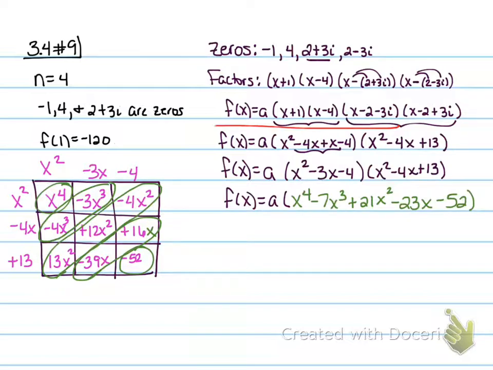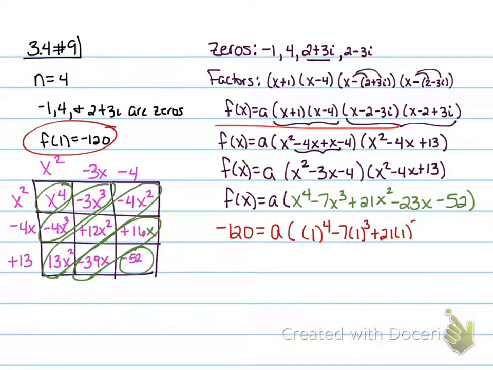Alright, so now that we've gotten all those factors multiplied, it's time for us to worry about what A is going to be. So that's what we're going to use as f of 1 equals negative 120. So we're going to plug negative 120 in for our f of x. And then we got A times, and everywhere we have an x, we're going to plug in that positive 1. So I've got 1 to the 4th minus 7 times 1 cubed plus 21 times 1 squared minus 23 times 1 minus 52.